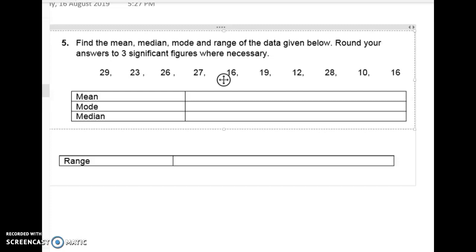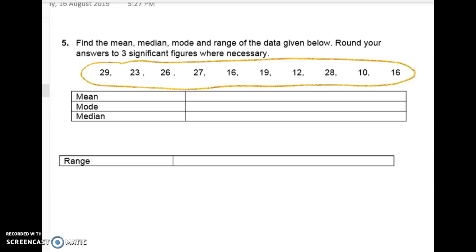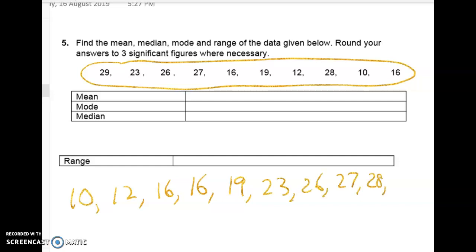But to do problems, as soon as I'm trying to find the median, I really, really want to put these numbers in order. Because if I do it like this, I'm going to muck it up totally. So let's chuck the numbers in order. Here's what we get. We get 10, 12, 16, 16, 19, 23, 26, 27, 28, and 29. Now I'm just going to check that I've got them all. So there's 10, 12, 16, 16, 19, 23, 26, 27, 28, and 29.